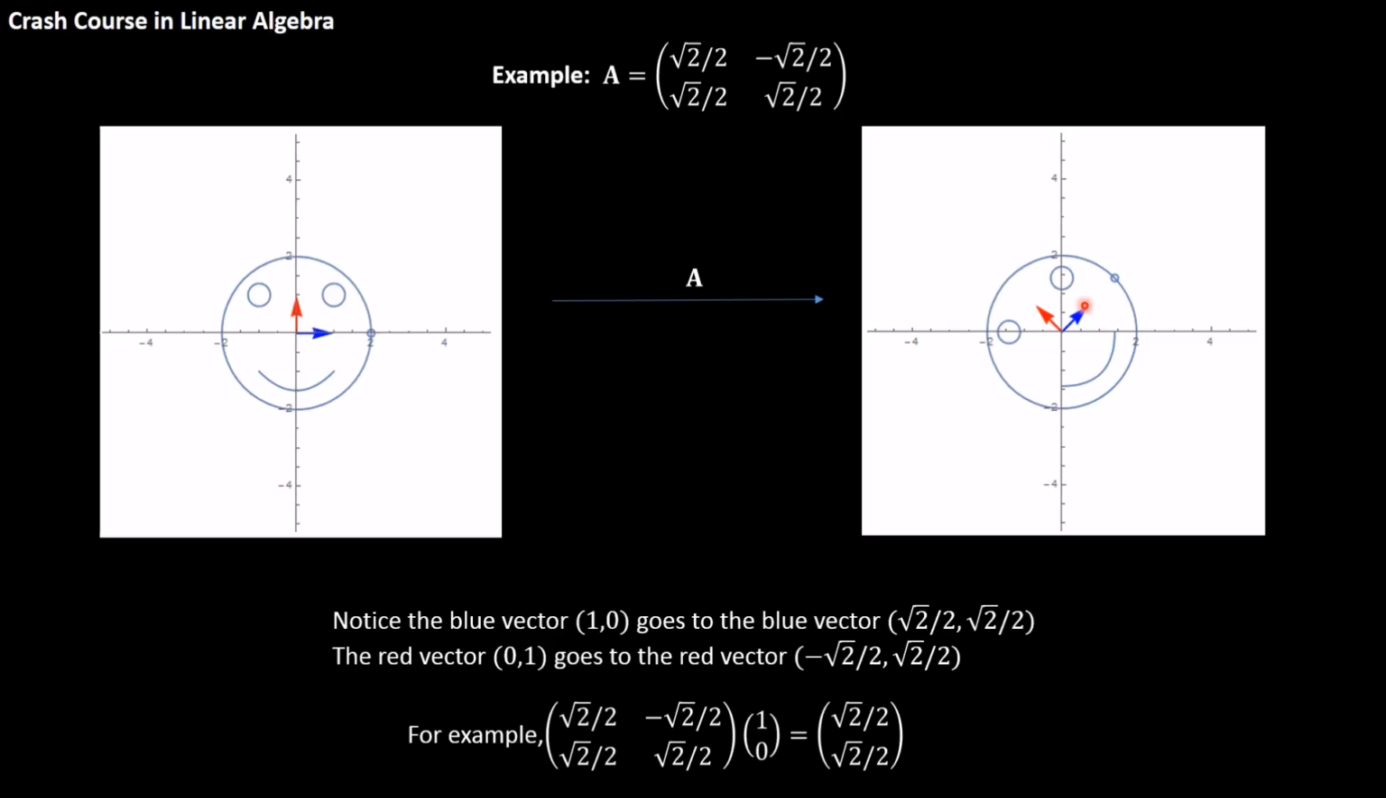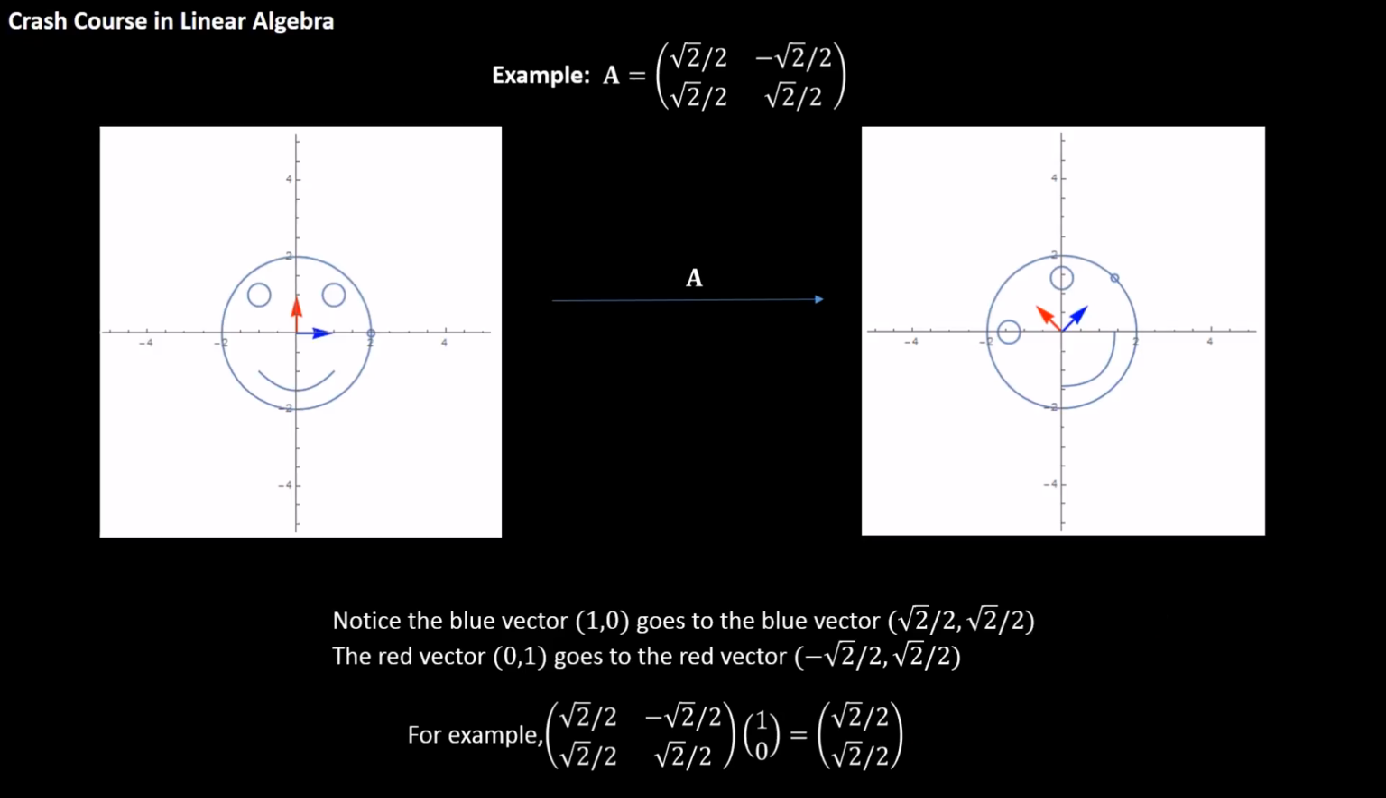And similarly, you can check that if you put a 0 here and a 1 here, 0, 1, you have the red vector, and you can check that that goes to negative root 2 over 2, comma, root 2 over 2, which is what I pictured over here. And then, moreover, you can take my word for it, but you can check that any point, say in the eyeball here or this mole over here, gets mapped to the corresponding point on the picture over here when you do this matrix multiplication.